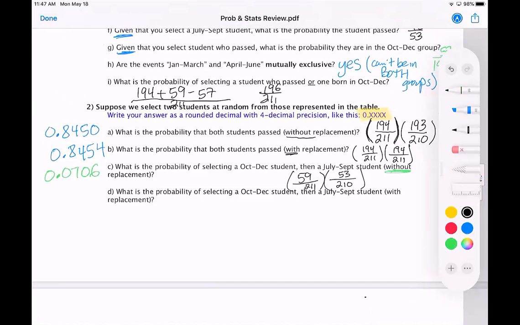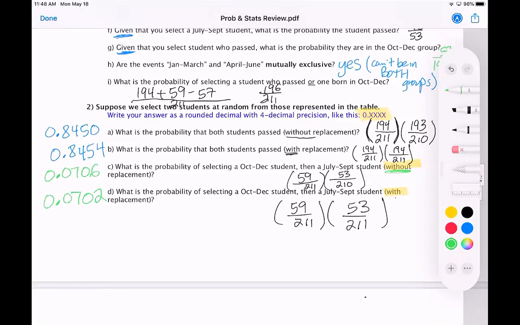And then same idea, same question, just this one is with replacement instead of without replacement. So we would have the October, December, there's 59 out of 211. And then a July to September, there are 53. And since it's with replacement, our denominator is 211 rather than 210 like it was earlier. So we have 59 out of 211 times 53 out of 211. So we get an answer of 0.0702.